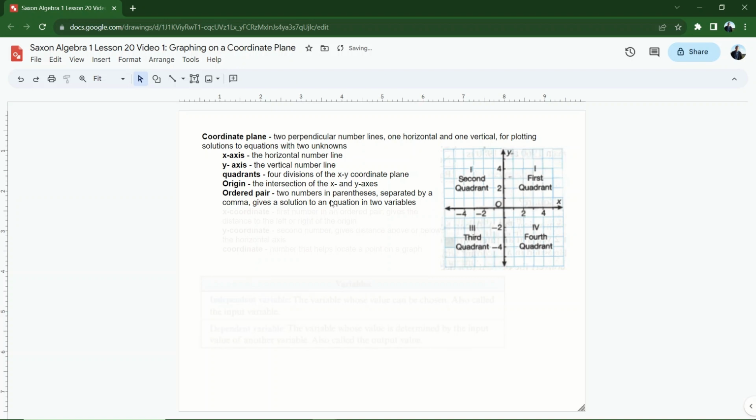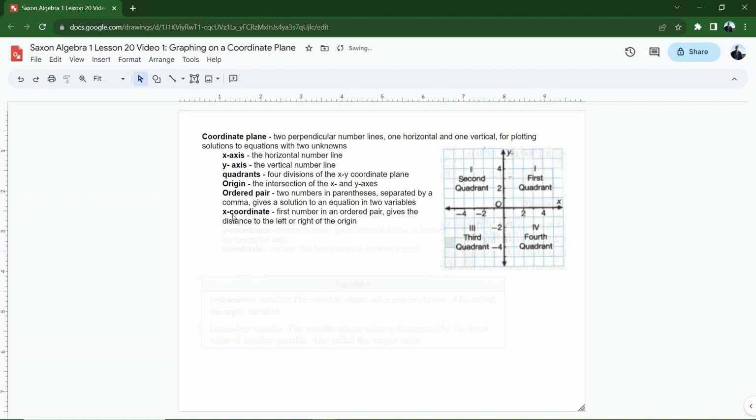An ordered pair or a coordinate pair is two numbers in parentheses separated by a comma that tells you where a point is. It gives you the location of a point on the coordinate plane. The other thing you need to know about those ordered pairs is that they are solutions to an equation with two variables. We're going to talk a lot about that this year. For now, though, you're basically going to need to learn how to graph an ordered pair on a coordinate plane.